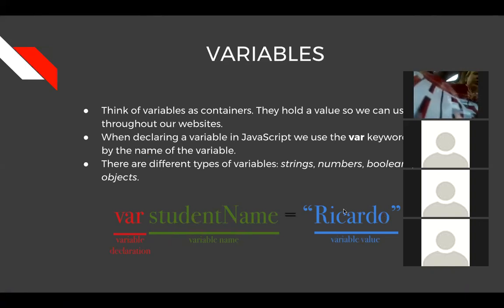So here, the reason why I put Ricardo in quotations is because Ricardo is a type string variable. Meaning there are different types of variables that you can have in JavaScript. You can have strings, numbers, booleans, and objects.